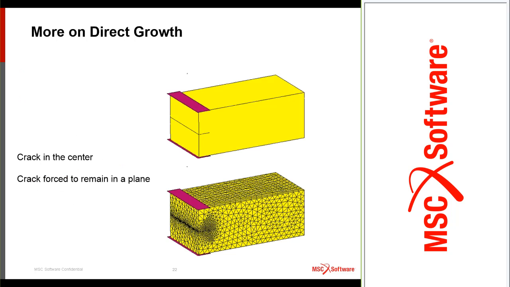So here's an example. It's the same one I showed before. You have a crack in the center, which I use an option to force it to remain in a plane so it doesn't bend off or something like that. And the red parts here are rigid bodies used to pull it apart. And since we just pull at the ends like this, the growth will be stable. So at a certain load level, it will stop, and then we can increase, and it will grow somewhat more.